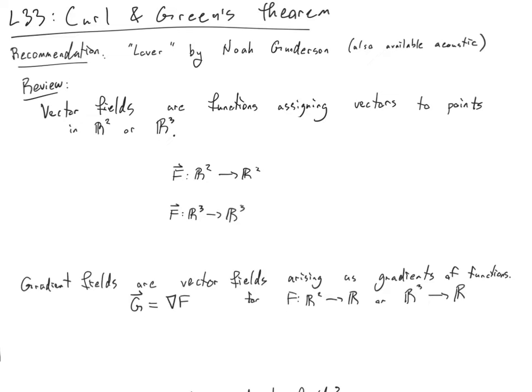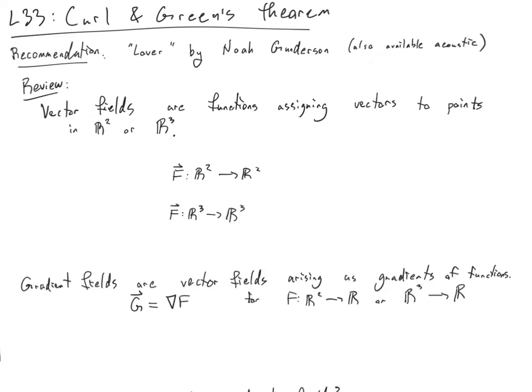Our non-math recommendation today is the album Lover by Noah Gunderson. It is also available as an acoustic album. This album came out in 2019, and then the acoustic version came out in early 2020. A curious trivia fact is that this album Lover came out on the exact same day as Taylor Swift released her album, also named Lover, last year. So they have two kind of coincidental titles. Lover was definitely one of my top 10 albums of 2019, and it's just great. Noah Gunderson has a great voice, so go listen.